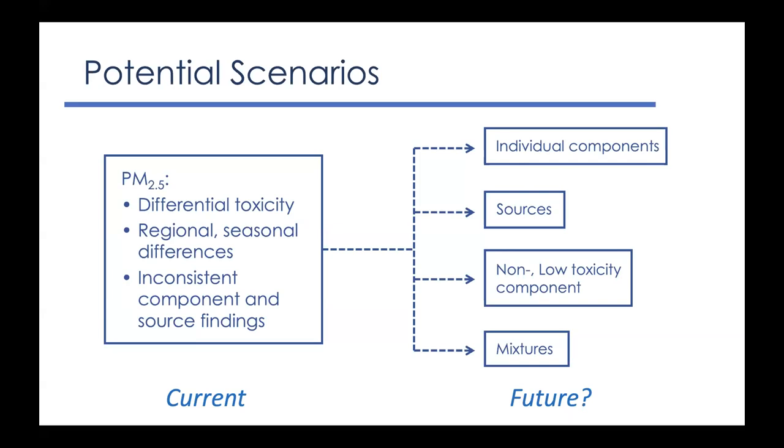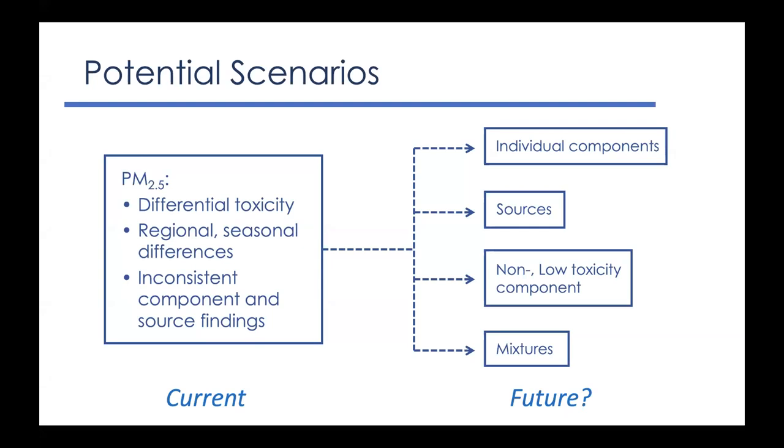Before I begin to talk about each of these four scenarios and how we can use old and new methods to address these questions, I thought it would be helpful first to frame our current understanding, as outlined in the box to the left. As many speakers have talked about today, we know quite a lot about PM2.5 health effects. We know that the health effects vary by region and by season. We also know that there have been studies of PM components and sources, and these results have not been consistent across studies.